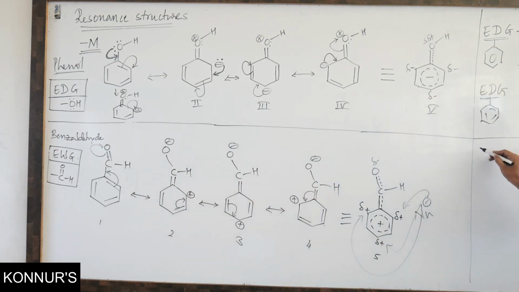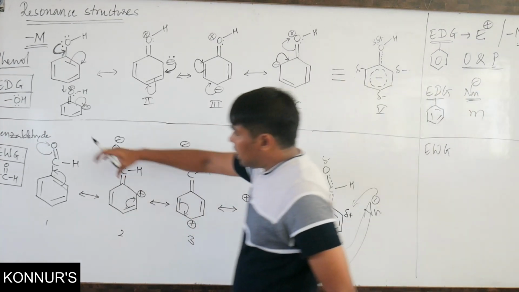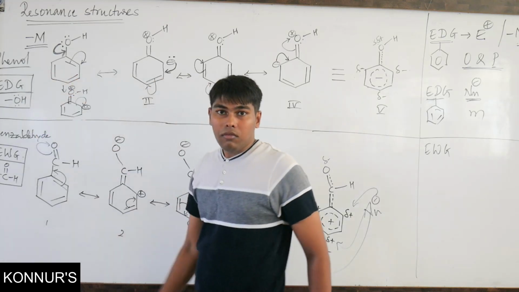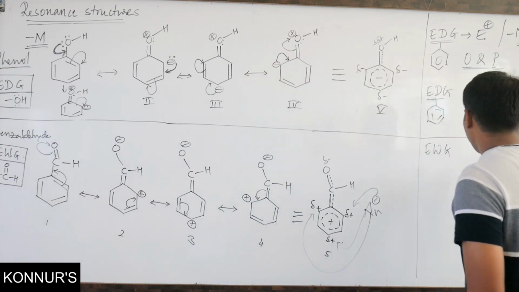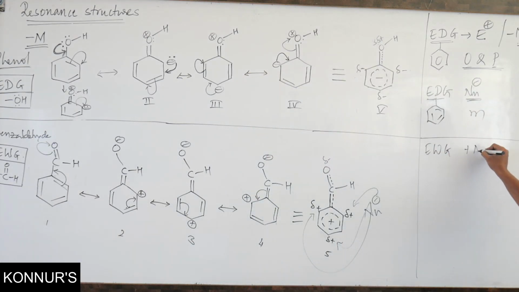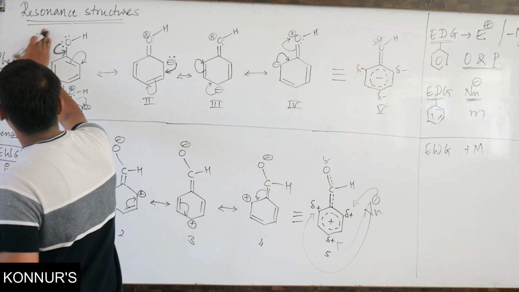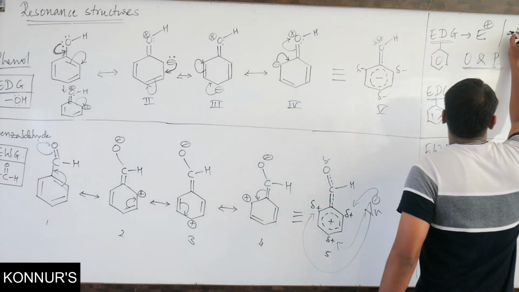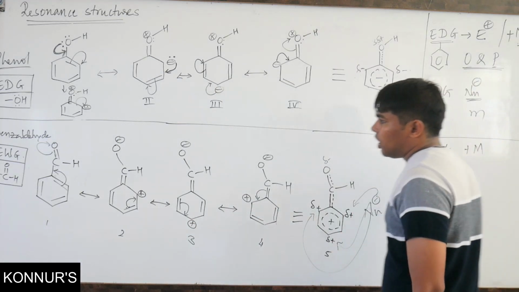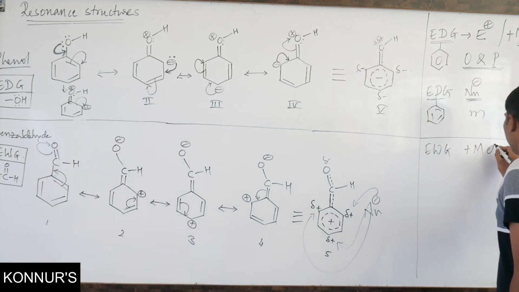So that electron withdrawing group shows an electron withdrawing resonance effect. See here, by donating, this will get a negative, this group will get a positive charge, which means this is a plus M effect. Here they take the electron density, that will become a minus M effect.